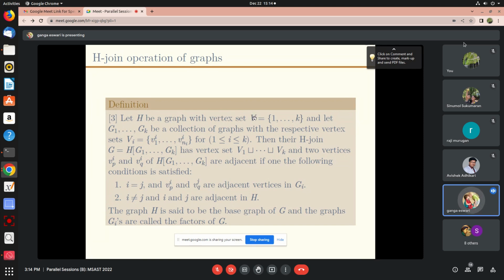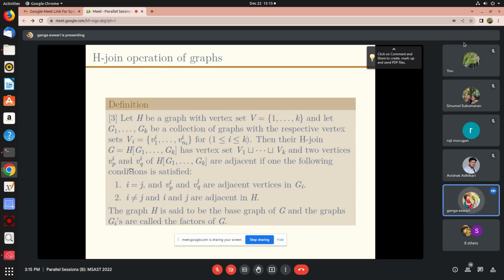Please note that my graph H has K vertices, so I am taking a collection of K graphs. The H-join graph is denoted by H of G1, G2, and so on up to Gk, and has vertex set V1 union V2 union Vk. If you pick two vertices, there are two choices: the two vertices from the same factor graph, or the two vertices from different factor graphs. Suppose the two vertices are VIP and VJQ.